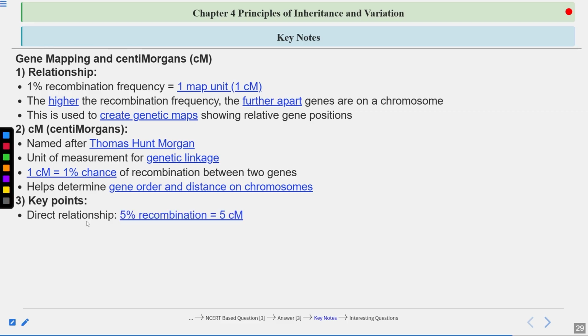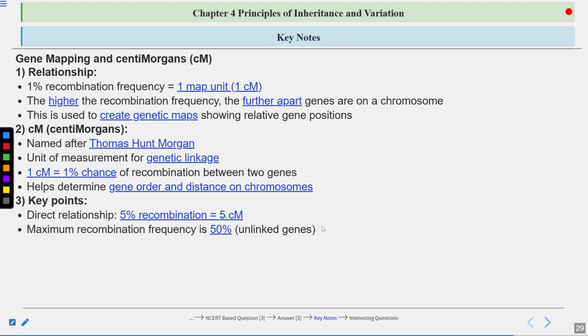Now, what are the key points here? So, there's the direct relationship. For example, if there is a 5-point recombination, this means 5 centimorgan or 5 map units. Okay, so a question can come here. If there is 5% recombination between two genes, then what is the distance between the two genes? It will be 5 centimorgan or 5 map units.